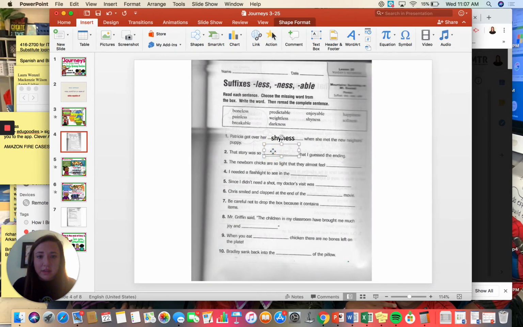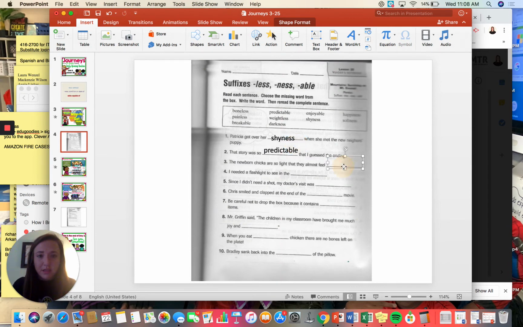That story was so blank that I guessed the ending. What is true about the story? If you can guess the ending, it is what? What word with a suffix that we've been learning fits in that blank? Good. Predictable. That story was so predictable that I guessed the ending. That means capable of being predicted.